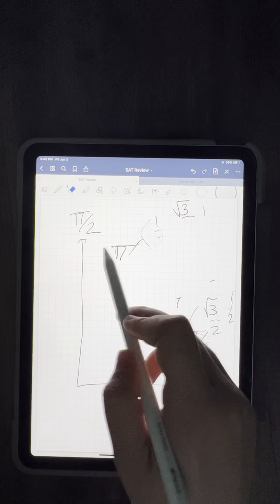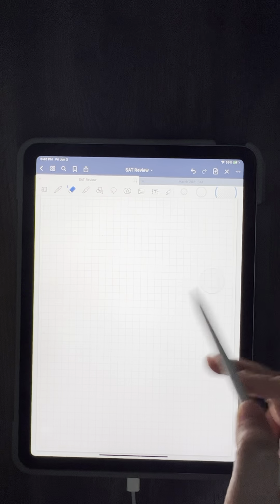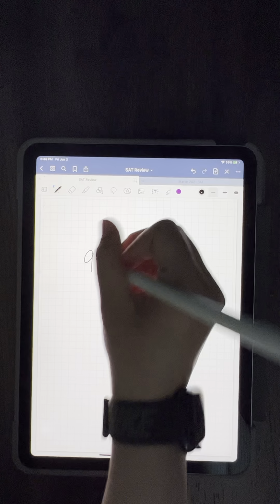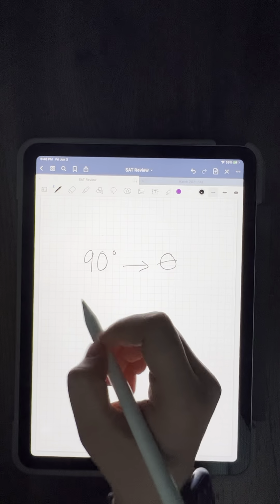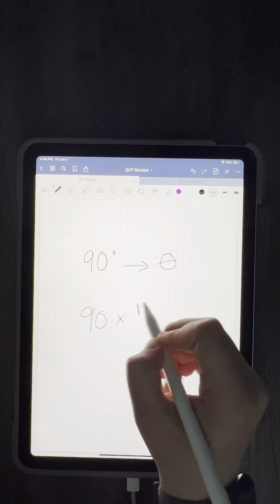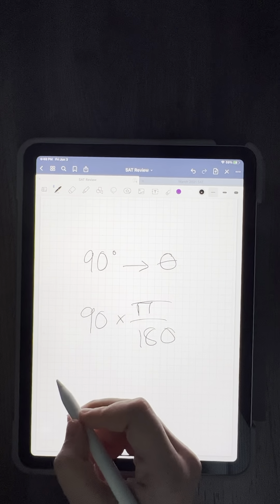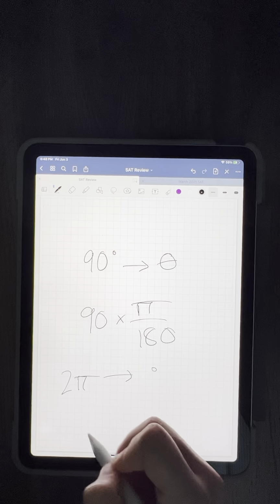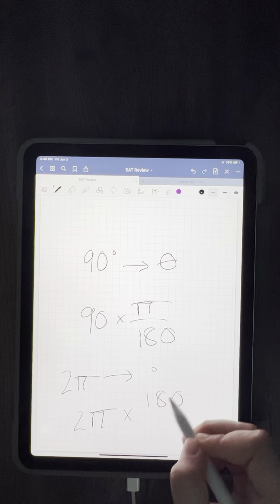You do have to know how to change things from degrees to radians or radians to degrees in case they do ask you about stuff like that. So if you have 90 degrees and you want to change it to radians, you have to do 90 times pi over 180. And if you have 2 pi and you want to change it to degrees, then you just do 2 pi times 180 over pi.